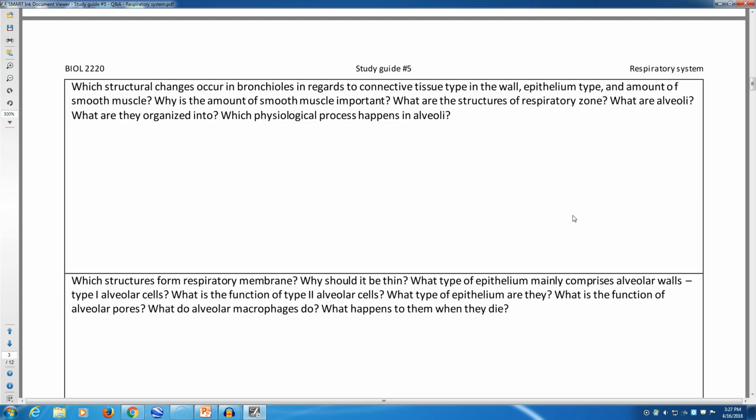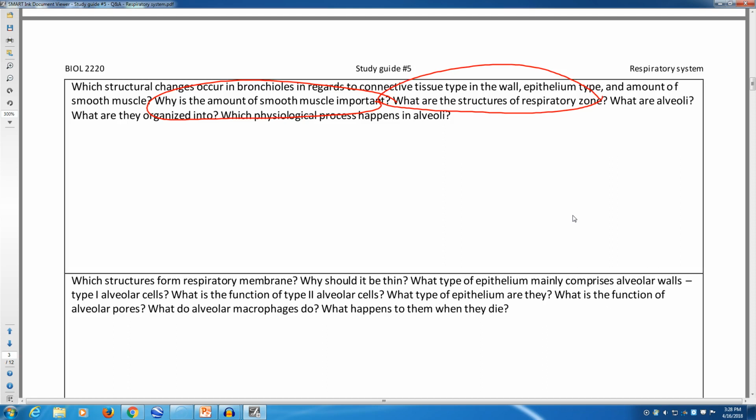Cartilage is basically replaced by elastic connective tissue. When I say replaced, the amount of cartilage goes down, therefore the percentage of elastic connective tissue goes up. Sort of a balance. And the amount of smooth muscle increases. Epithelium switches from pseudostratified ciliated to basically simple cuboidal in the end. What's the function of smooth muscle in bronchioles? To constrict and regulate airflow.